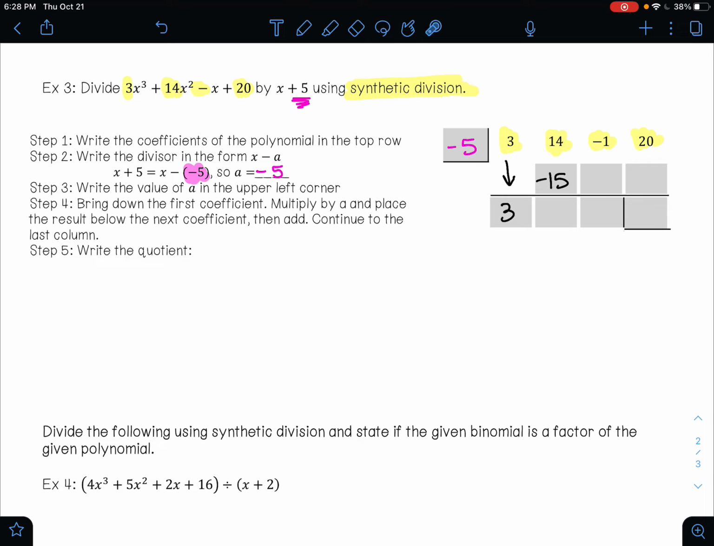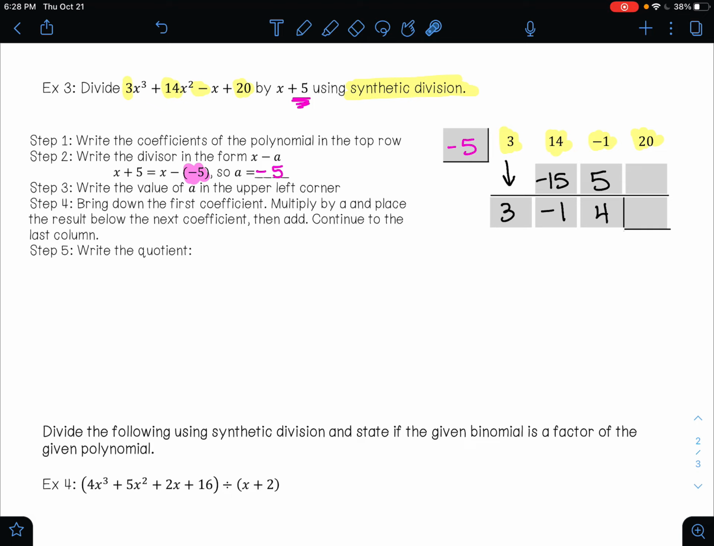And now we're going to add these two together. What's 14 plus -15? -1. And then we're going to do that process again. -5 times -1 is +5. And then we're going to add these together. -1 plus 5 is 4.